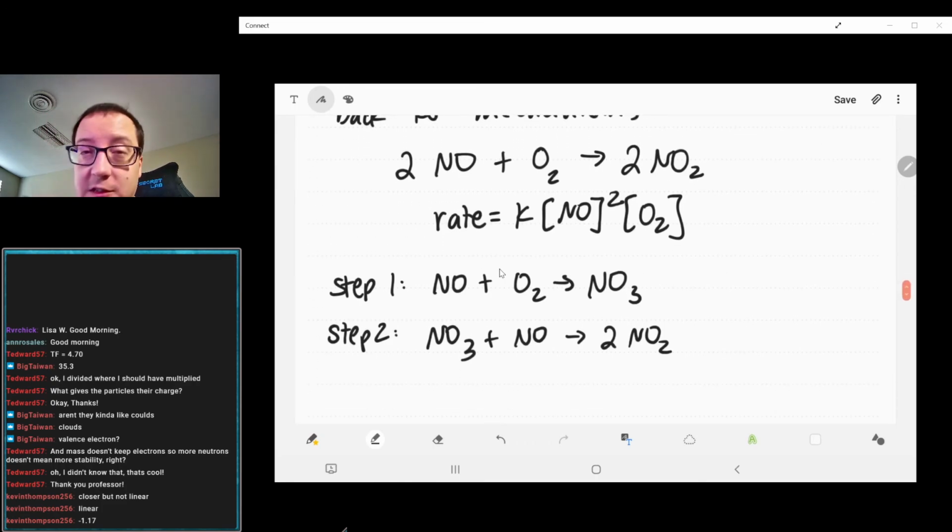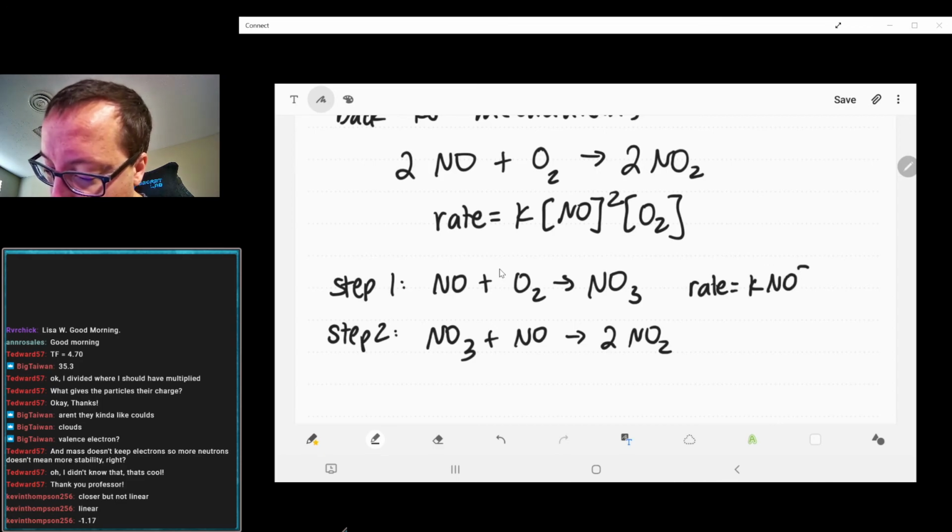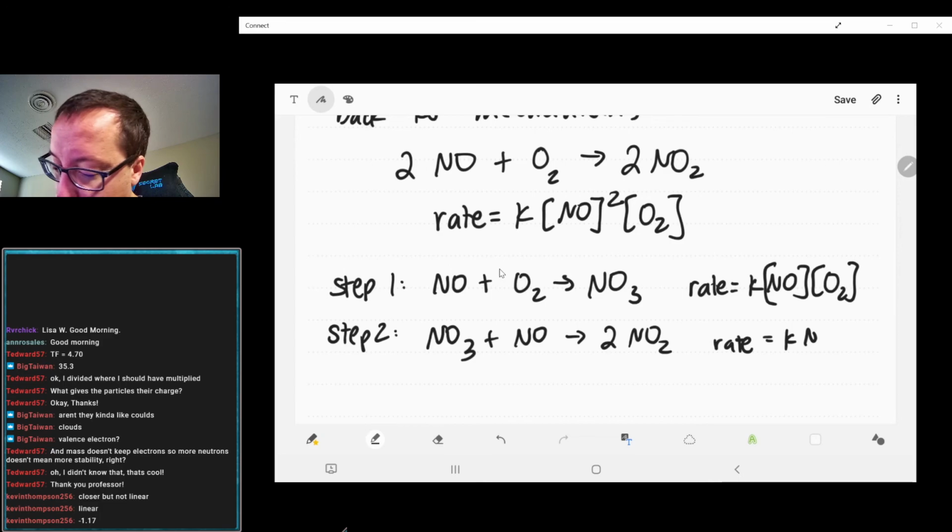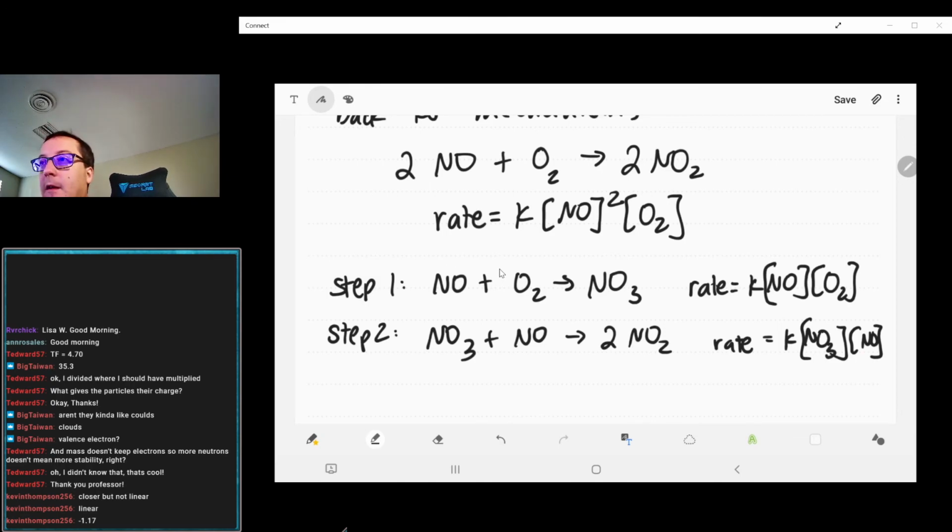So if we were to just look at the rate laws for these particularly given reactions, we could say that rate is k[NO][O2]. Or if it's the second step, it would be k[NO3][NO]. Do either of these agree with our rate law directly? Not quite, right? We don't have an explicit NO2 squared O2 thing going on here. But here's where the fun begins.